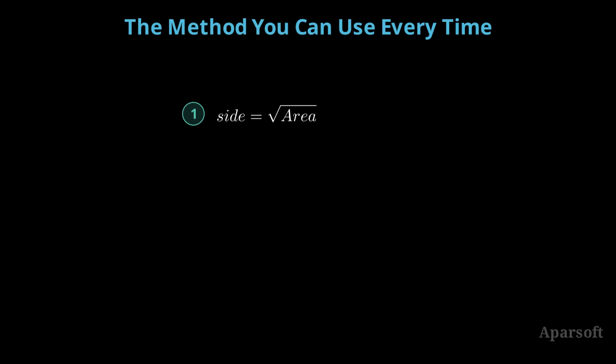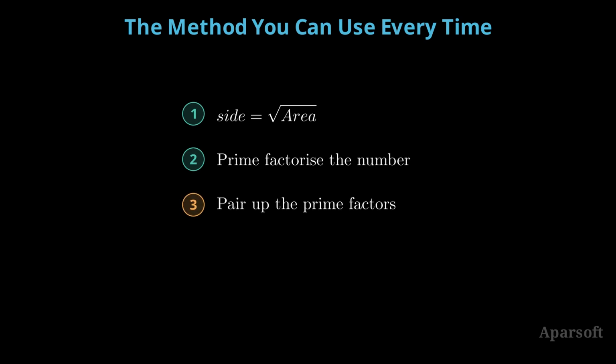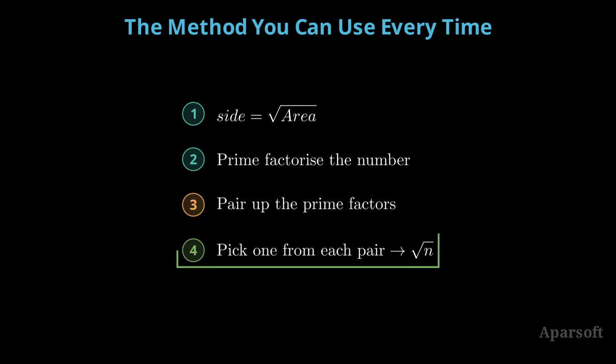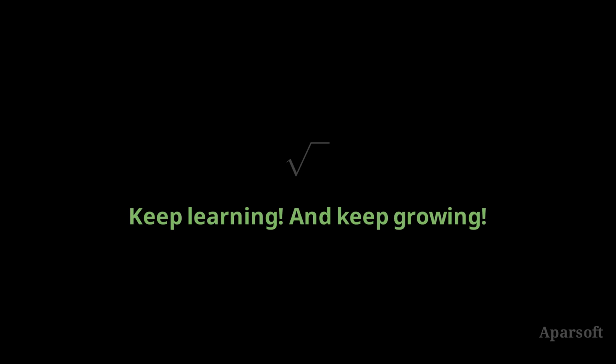Here is the method you can use every time. Step 1, the side equals the square root of the area. Step 2, prime factorize the number. Step 3, pair up the factors. Step 4, pick one from each pair and multiply. That product is your square root. Keep these in your toolkit. Now you can crack open any perfect square. Just find its prime factors, pair them up, and the square root reveals itself.